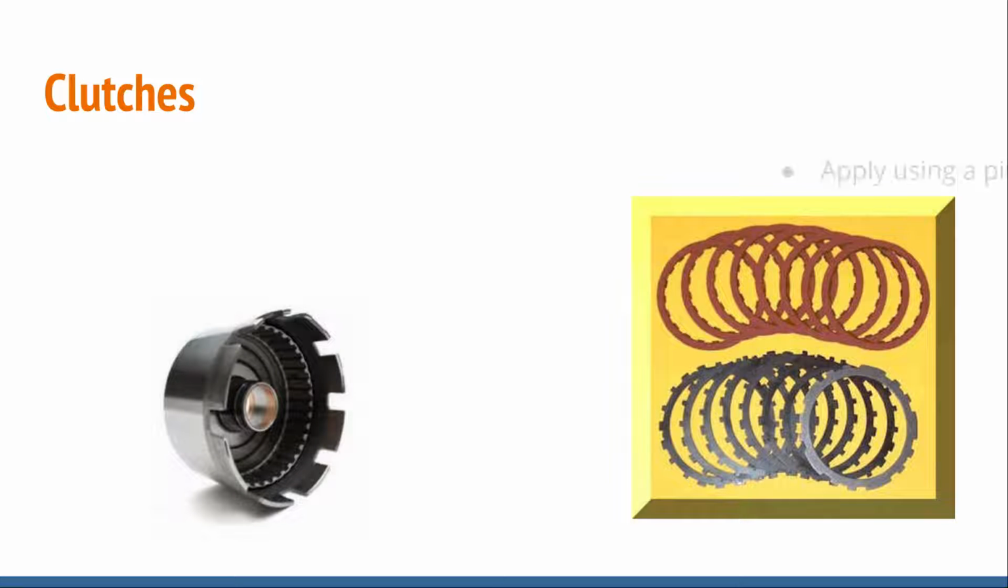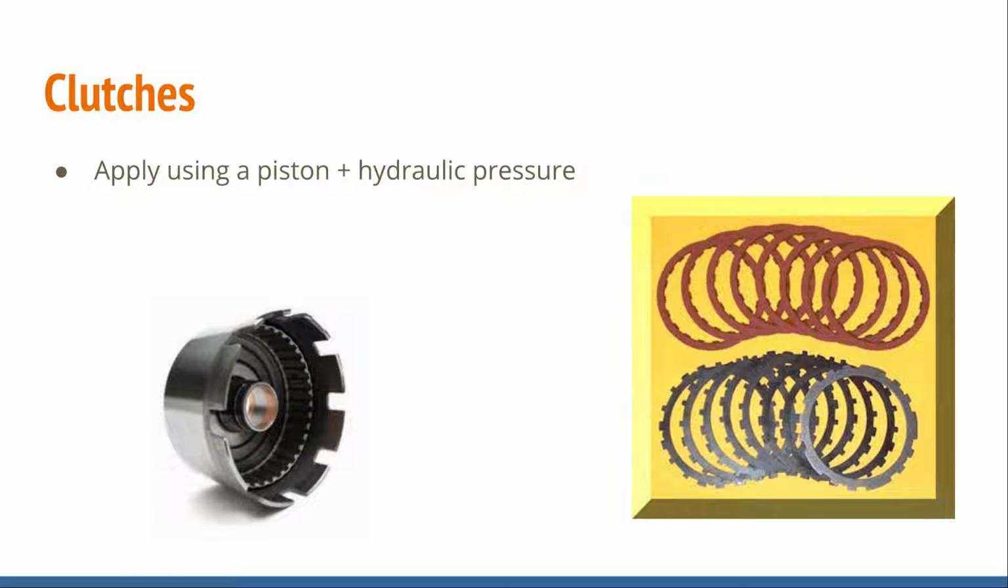Clutches apply using a piston and hydraulic pressure. So if you can imagine a piston in here, which strokes when hydraulic pressure comes through some tiny little bleed holes right here, applies a piston, and the piston squeezes these clutches, which fit inside this drum, squeezes them together.